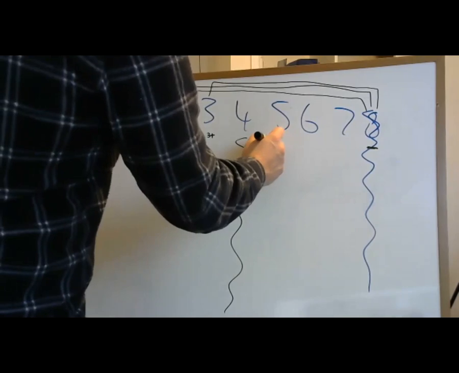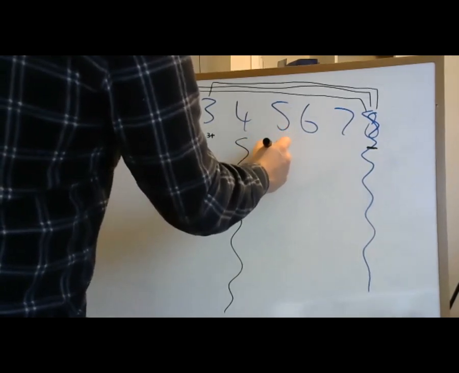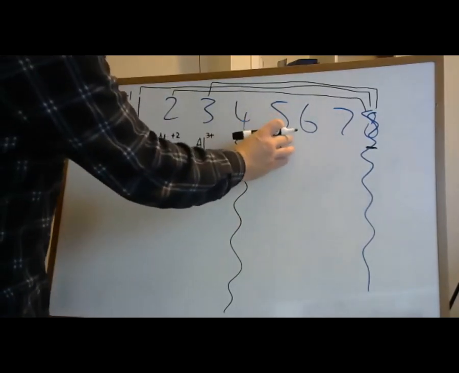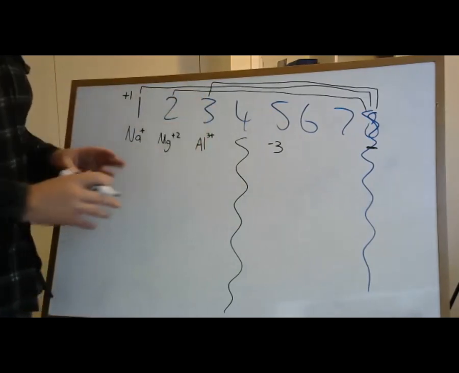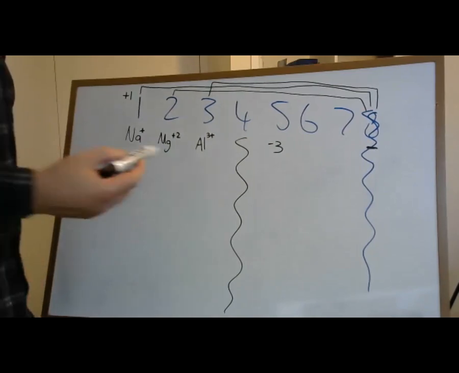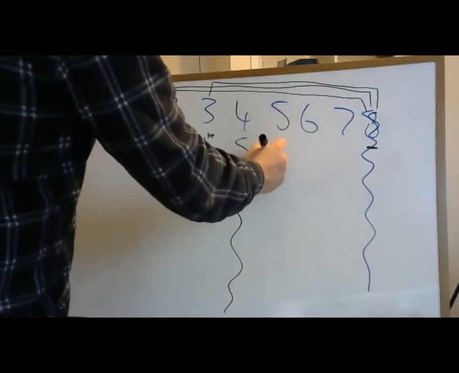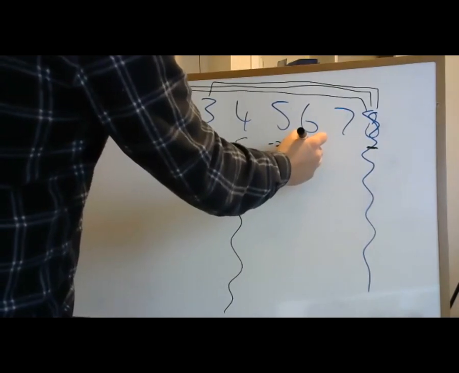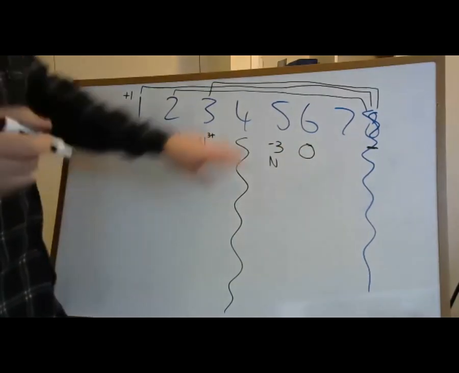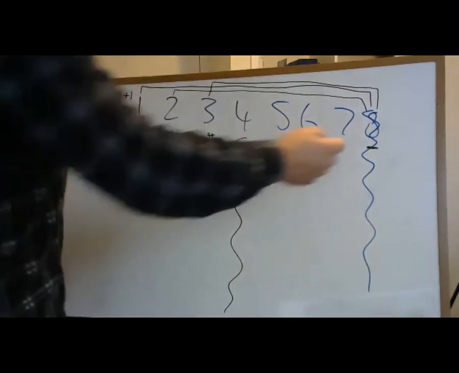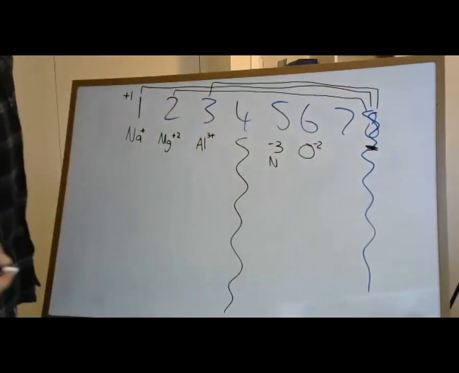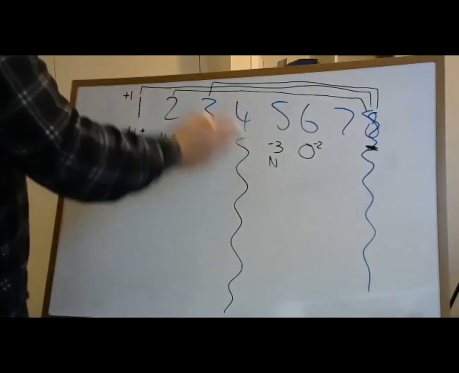Group 5 becomes -3 because it has accepted 3 electrons from somewhere. So it's gained 3 negative charges. Now it's -3. Nitrogen is an example there. Let's look at oxygen. It gains 2 electrons to become happy. So it becomes -2, because it's gained 2 electrons from something on this side.